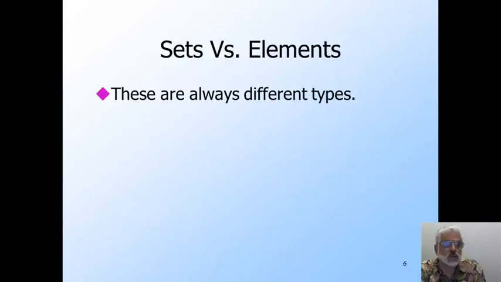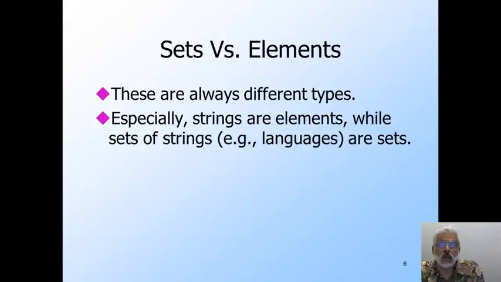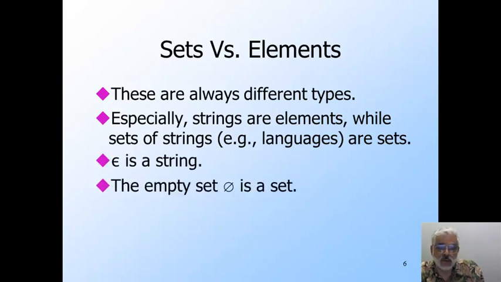Now let's move on to sets and elements. Elements come in many different types, for example, integers, strings, characters, and so on. Sets can have elements as members, so for example, a language in the world of automata theory is a set of elements of type string. That is, the type of a language is set of strings. And remember that epsilon is a string, while the empty set is a set.